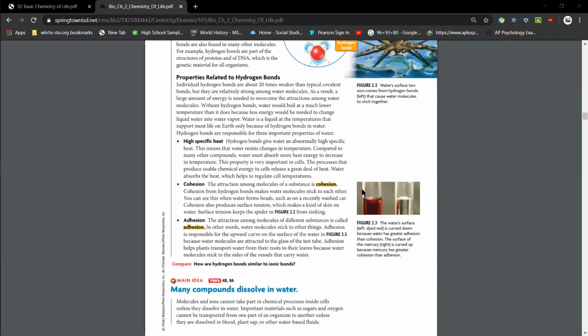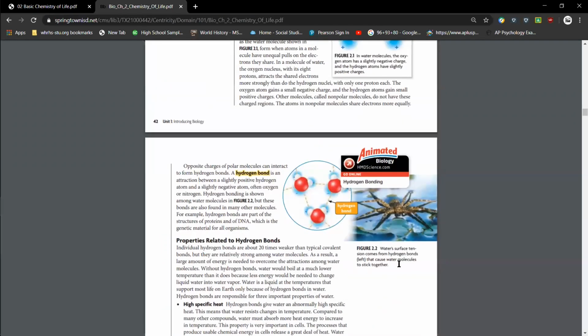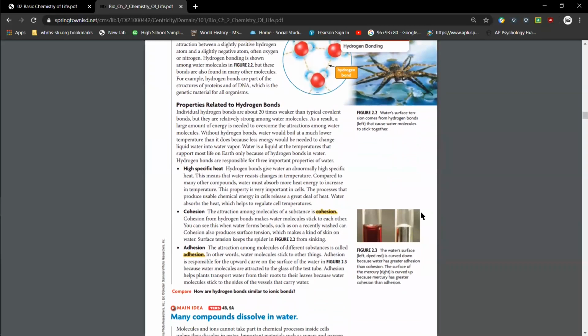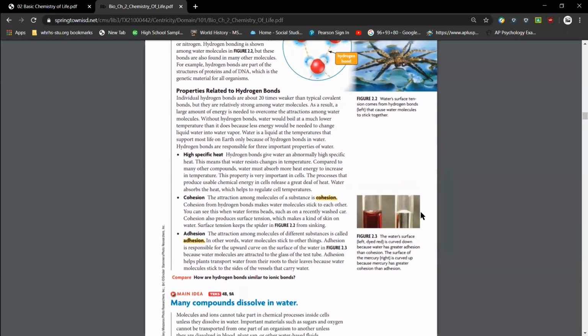Adhesion, on the other hand, is attraction of molecules of different substances. For example, if you look at figure 2.2, or just this picture here, and look at the spider, or the insect, its little feet are actually sticking to the water. That's an example of adhesion. So that's the difference between cohesion and adhesion.